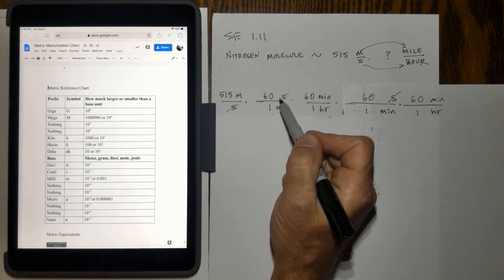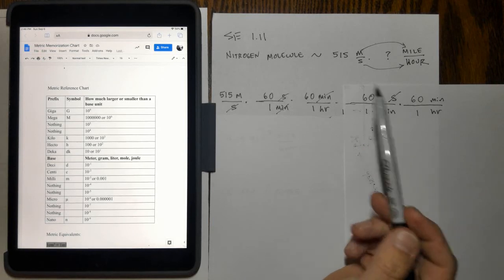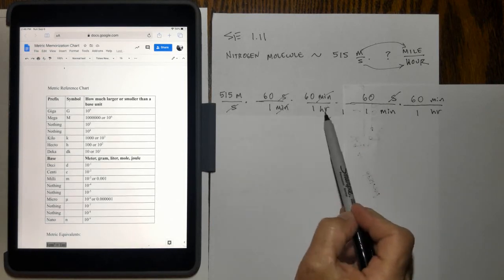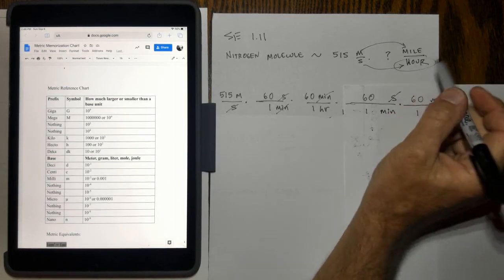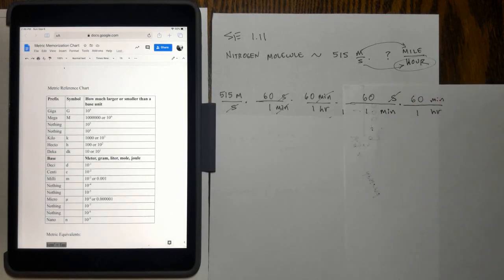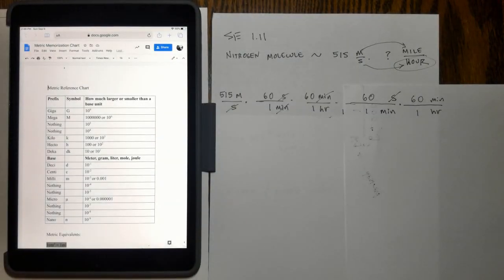Notice how my seconds cancel with my seconds, my minutes cancel with my minutes, and right now, if I stopped, I'd have meters per hour, or meters over hour. I'm getting close. I've got hours right here, but now I've got to get meters to miles. So if you don't know how many meters there are in a mile, you can certainly look in the back of your textbook. There's a relationship between meters and miles right here. I looked it up for you already, though.